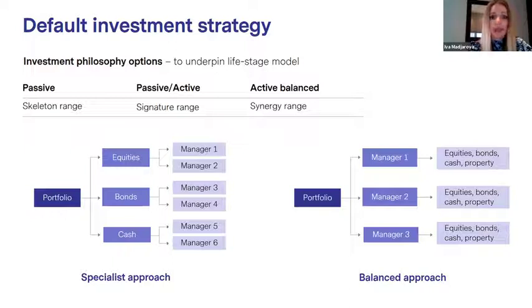So which managers or which passive strategies are we going to use to implement our decisions. And that's why I've depicted it here on the left-hand side. So once we've decided that 70% needs to be in equities, in the skeleton range, for example, it will be done with indices. In the signature range, there will be a mix between active managers and some passive building blocks. And then the synergy range, as I mentioned, is what we call an active balanced type of portfolio.